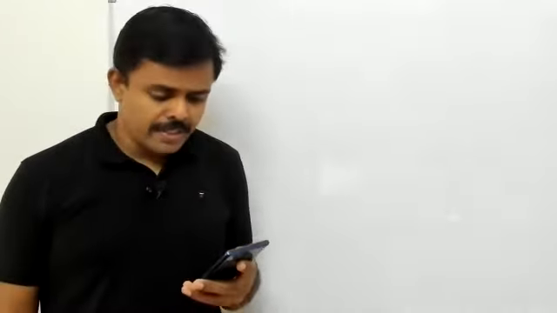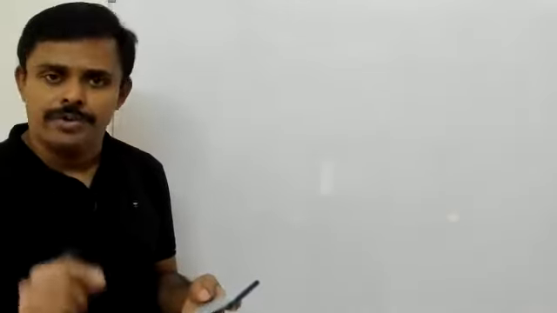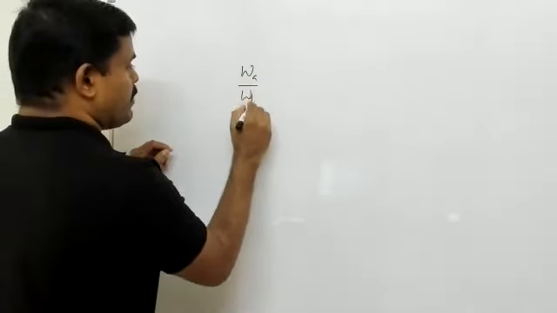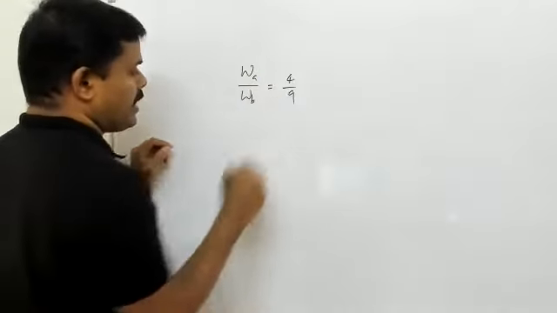Question number 3. In Young's double slit experiment, if the widths of the slits are in the ratio of 4:9, the ratio of intensity at maximum to intensity at minimum will be. So what's the question? Width ratio is not given in the textbook, but I have given the equation here. Width of A by width of B is 4/9. What is the question?